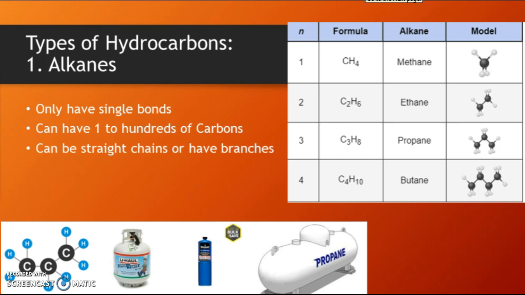So the first type we're going to talk about are alkanes. What's special about alkanes is they only have single bonds. They can have 1 to hundreds of carbons, and they can be straight chains or have branches. So here we have a picture of propane, which you've probably heard of before as a type of fuel. There's methane, ethane, butane, so a lot of types of fuels for this one.